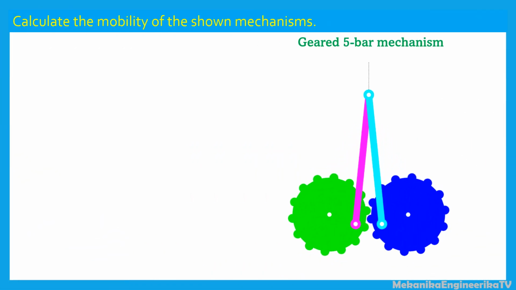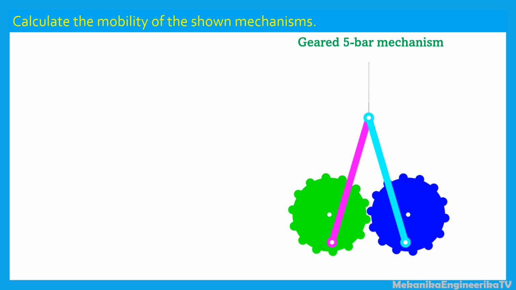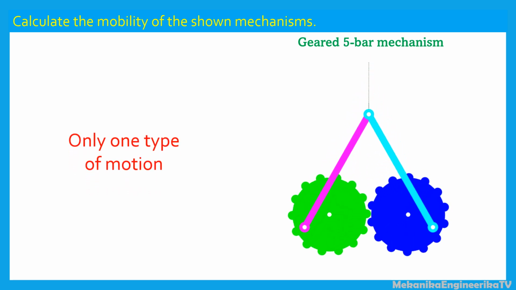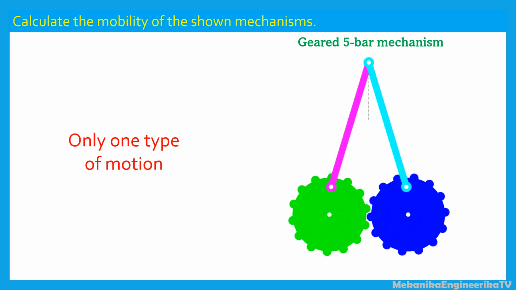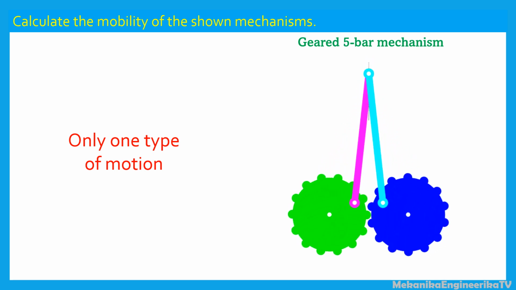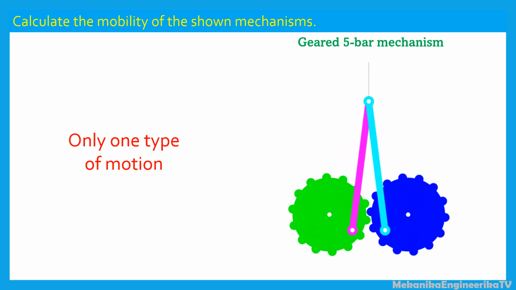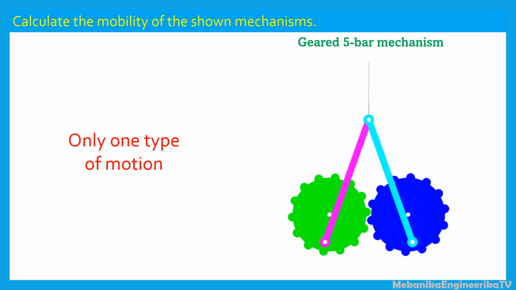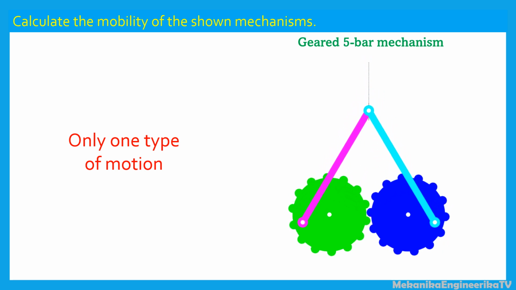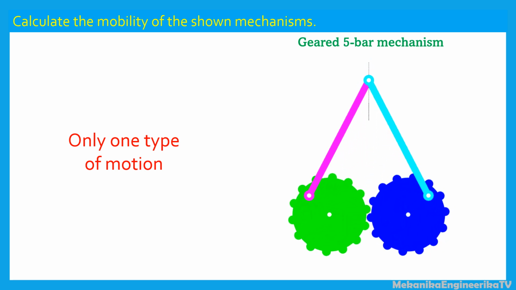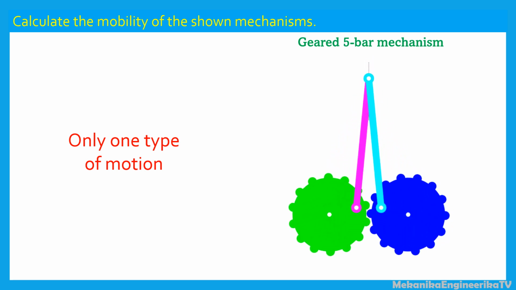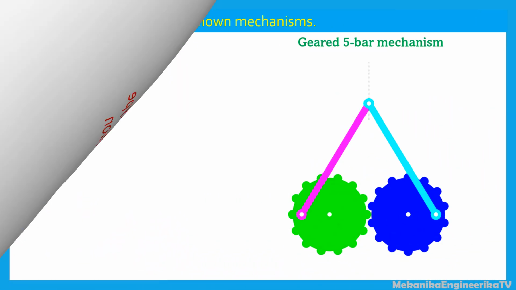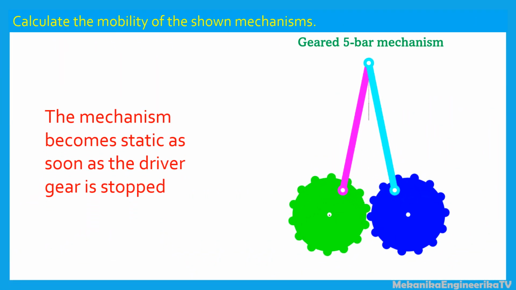As the mobility of the geared 5-bar mechanism is equal to 1, only one type of motion can be delivered by the mechanism. Thus, for example, the blue gear can only rotate at the same speed as the green gear. Also, it can only rotate in the opposite direction to the green gear. In this mechanism also, the connection between the 2 bars can only go up and down, following a straight line. Also, if the driver gear is stopped, all links stop, and the mechanism becomes static.